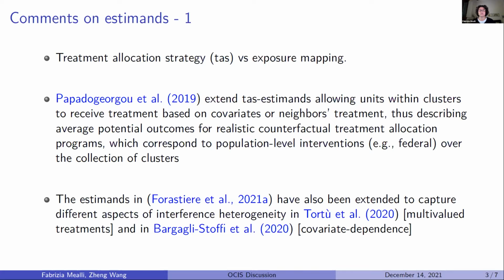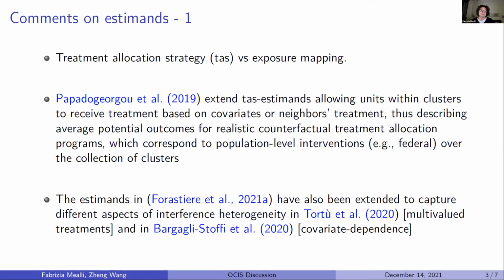And this is a way of formalizing and defining, in our view, more realistic counterfactual treatment allocation programs and strategies to be contrasted, that again are more realistic, especially in observational settings.